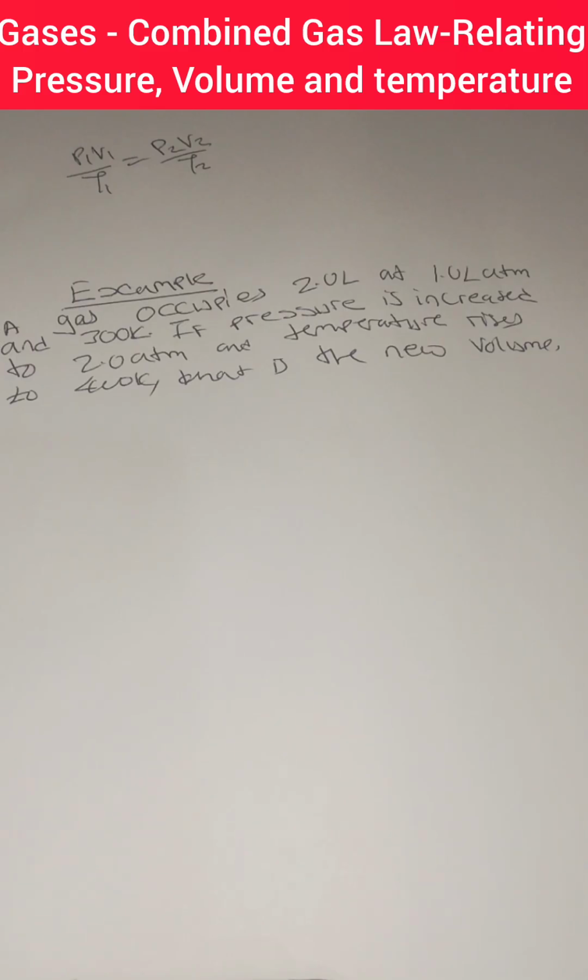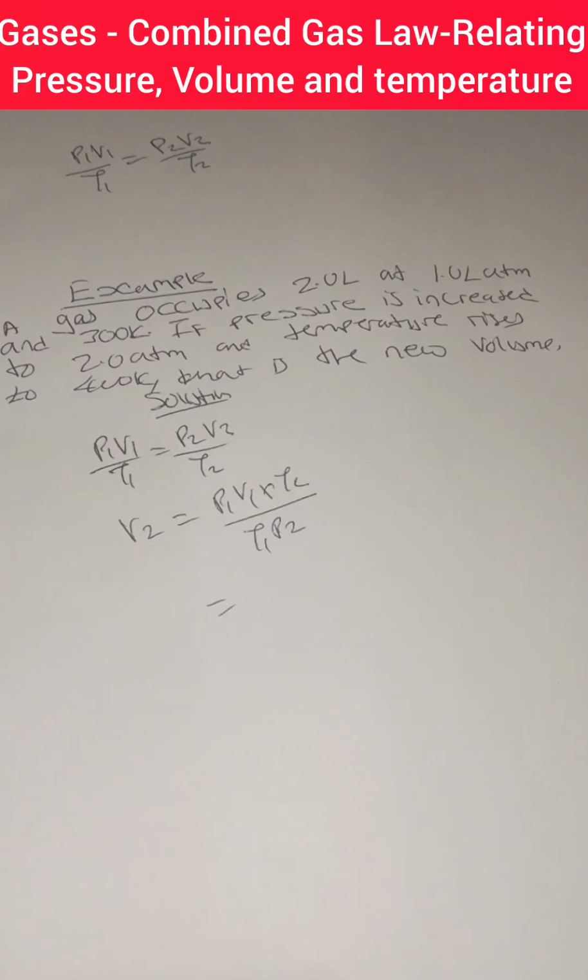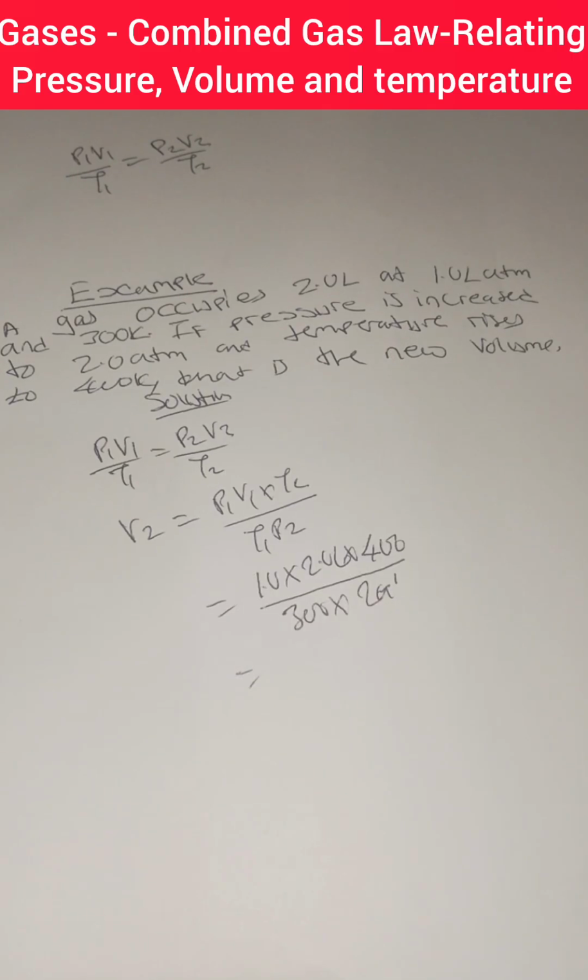We use the same formula, we just make V2 the subject of the formula, since V2 is the one we are looking for. So the formula is V2 equals P1 times V1 times T2 over T1 times P2. Now we just replace the values. P1 is 1 atm, volume 1 is 2 liters, and temperature 2 is 400 K. After replacing the values, that's the expression we have.